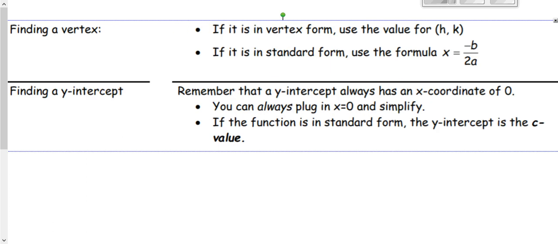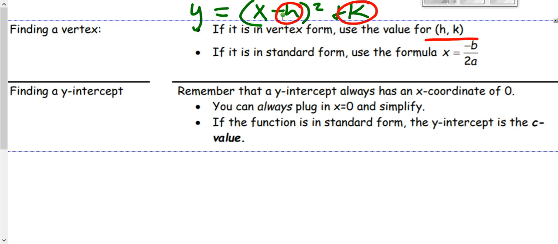For finding a vertex, you can always complete the square if b is even and put it into vertex form. And when something is in vertex form, remember vertex form is x minus h squared plus k. So when it's in that form, you can take your h and k values, and that gives you your vertex.